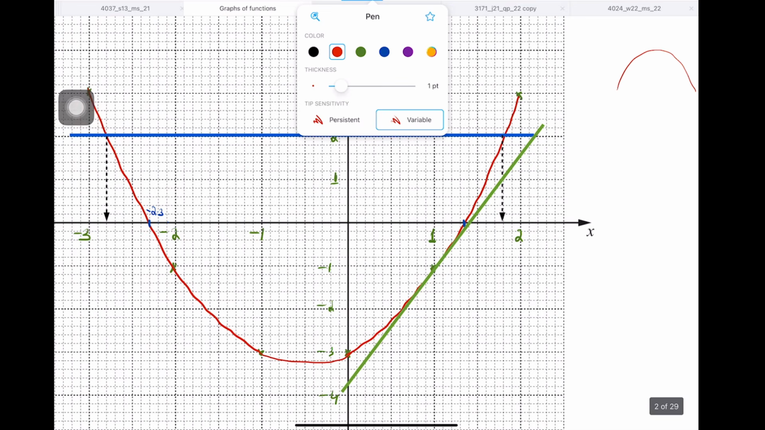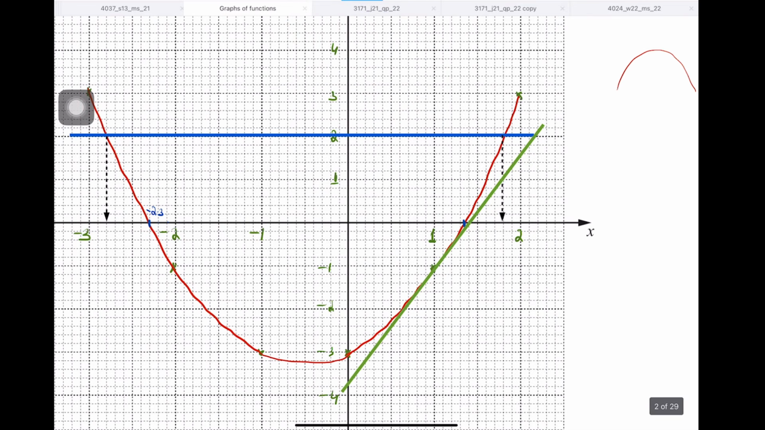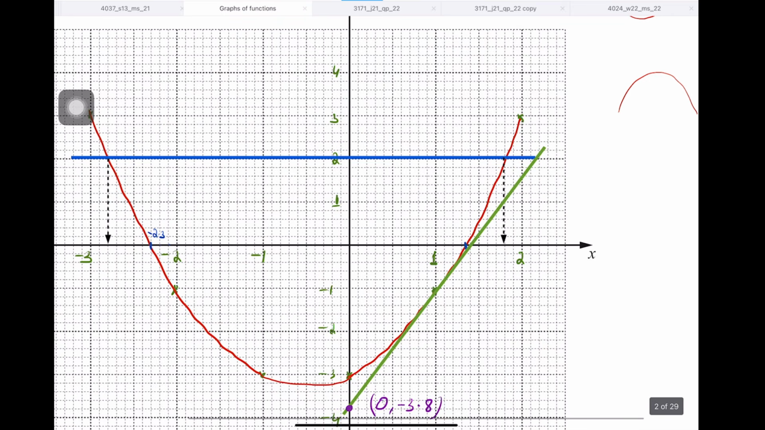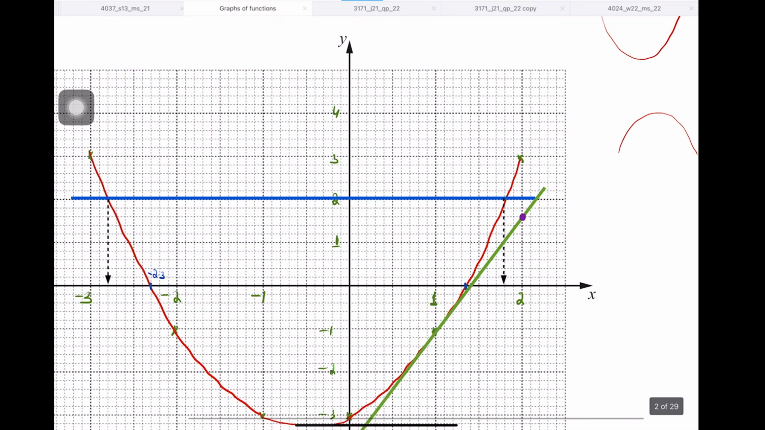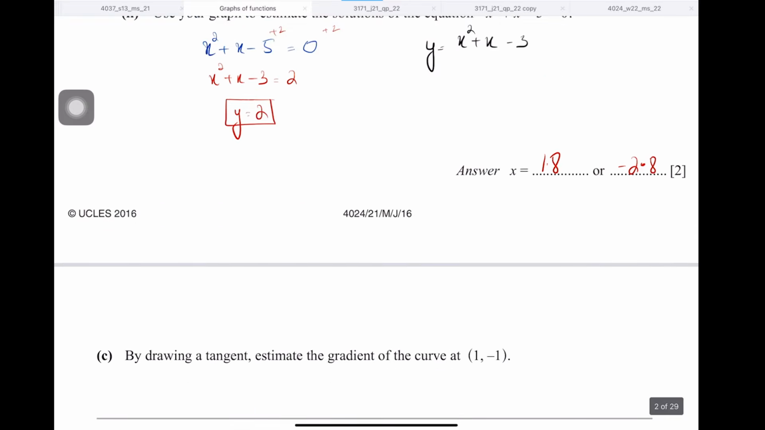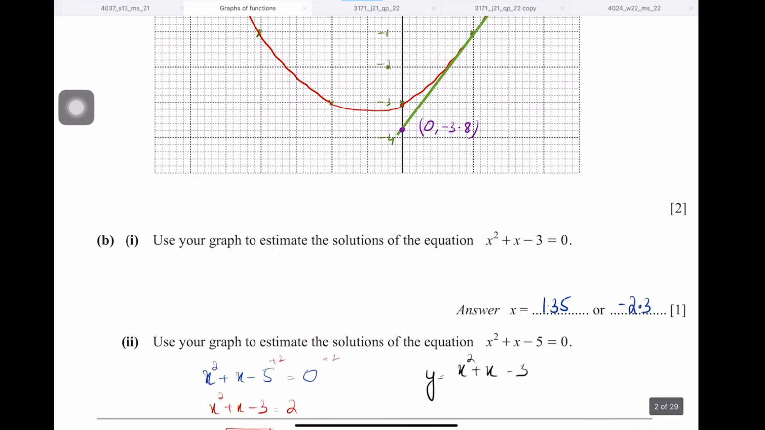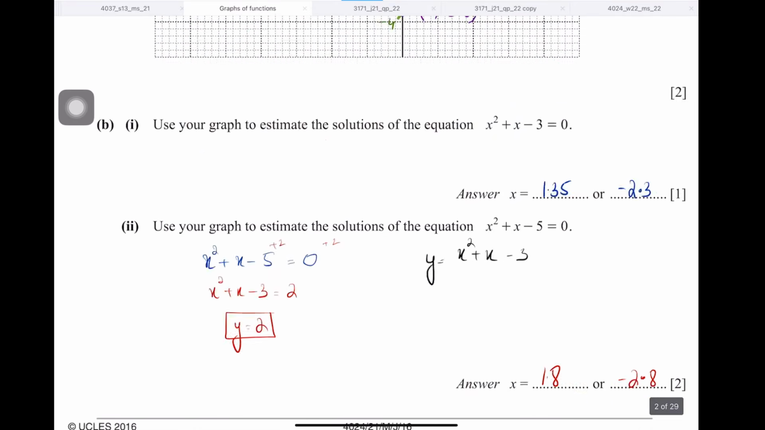Okay, so now we have to pick 2 points from this tangent. So here's a point. It's 0 comma minus 3.8. Okay, it's not minus 4, so be careful. And then here's a good point, 2 comma 1.6. Okay, so let's write them down. 0 and minus 3.8. And what's the other point? 2 comma 1.6.